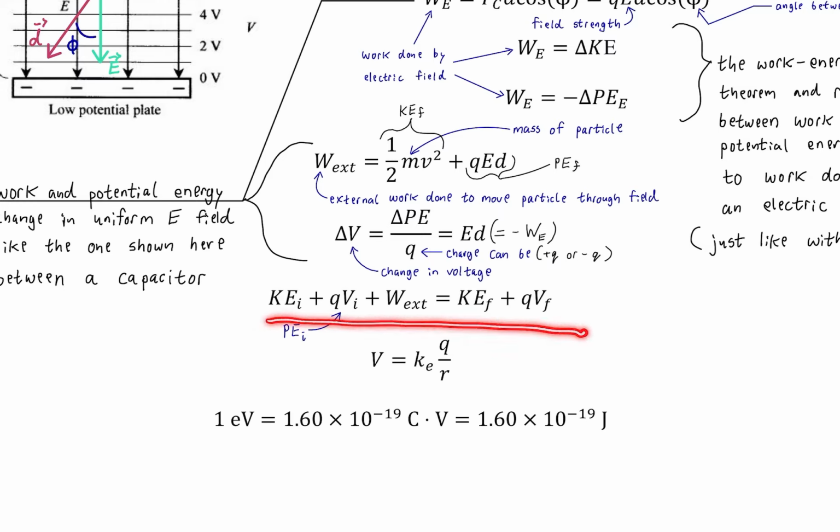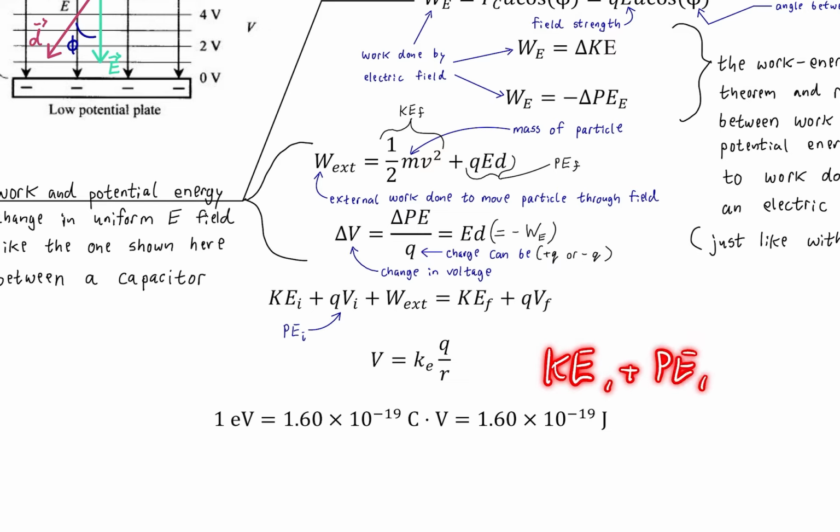You've seen the type, right? The KE1 plus PE1 equals KE2 plus PE2. That type of conservation of energy equation, okay? And we got an extra work term, external work, that could be in there too, okay? Here we're representing potential energy, not as QED, but we can. Instead, we're representing it as QV. But of course we can do that, because electric field times distance is just voltage.